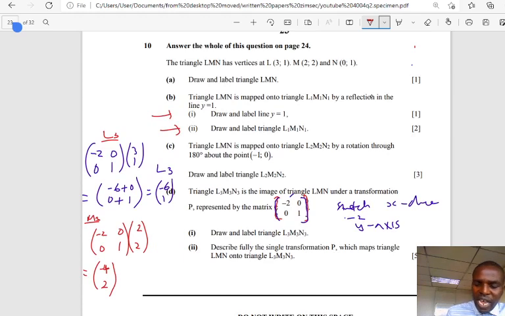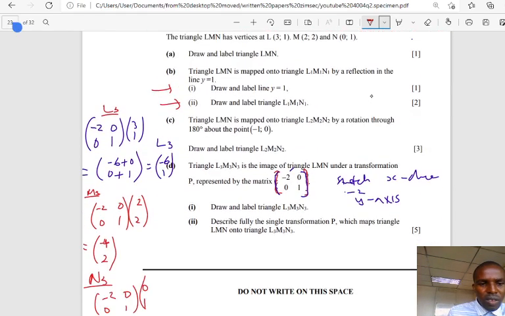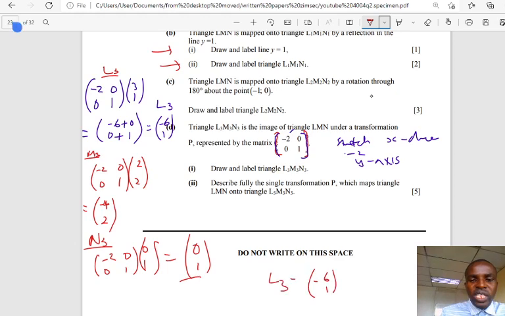Now you have to find the image coordinate of N. So N is 0, 1, which is N3. So you multiply -2, 0, 0, 1 with 0, 1. So it will be -2 times 0 plus 0 times 1, which is 0 here. Then 0 times 0 plus 1 times 1 is 1 here. So it's 0, 1. So that's N3. So in this case, we have L3 is -6, 1. So you plot the points.